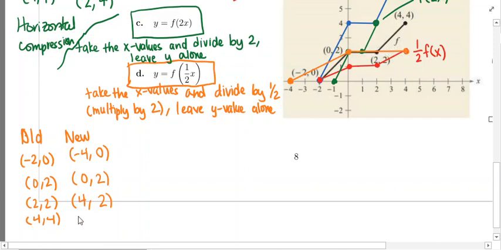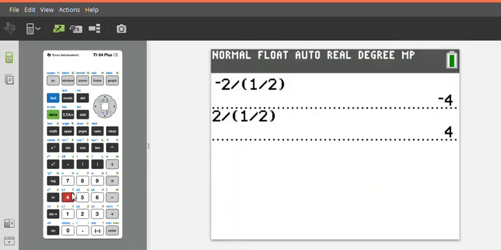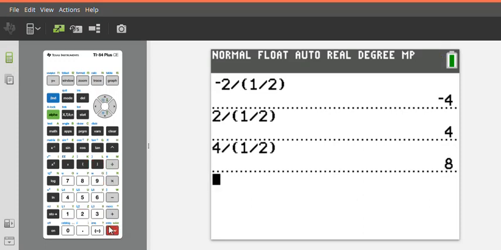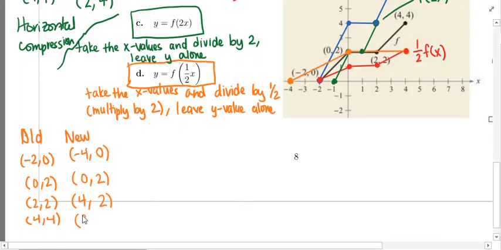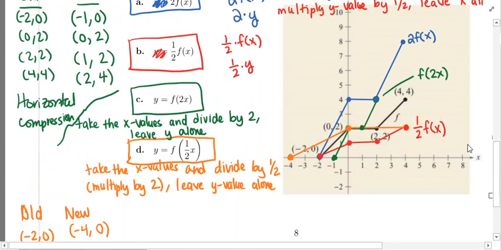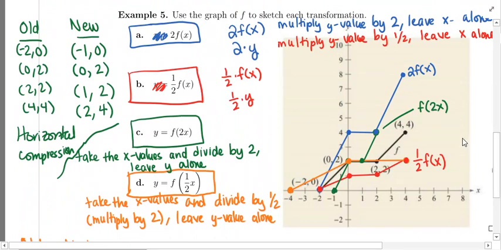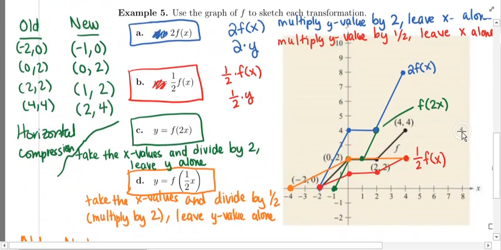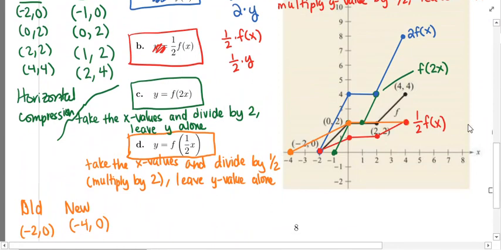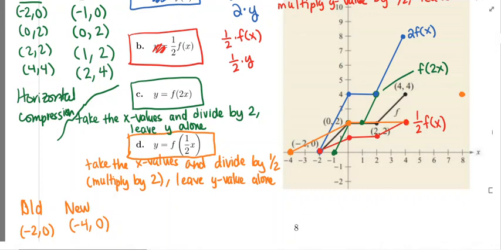So 4, 4. What happens to it? You're going to take your x coordinate of 4 and divide it by 1/2. That's the same thing as 4 times 2, which is 8. So your new x coordinate will be 8, and the y coordinate will stay the same. So the last point on the orange graph will be the point 8, 4. Here's 8, here's 4, so about right here. Now I'll finally connect the dots.